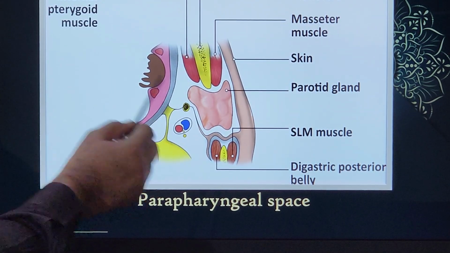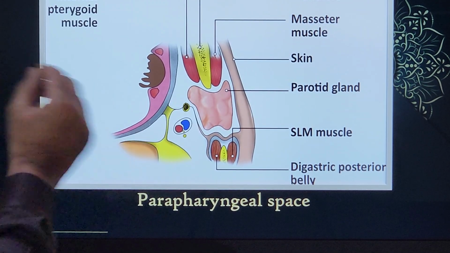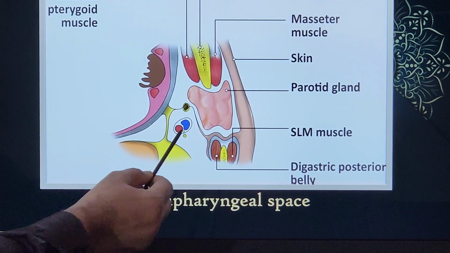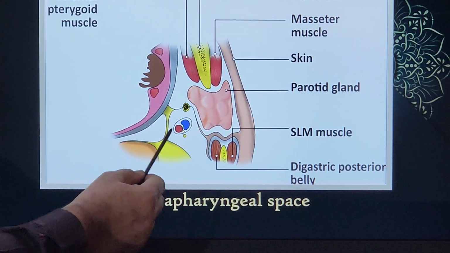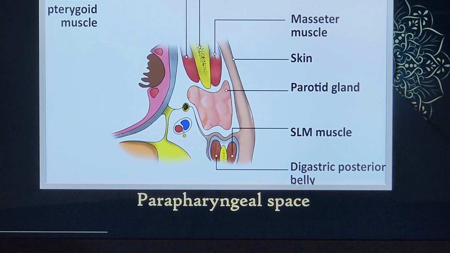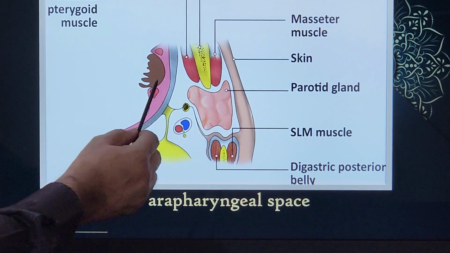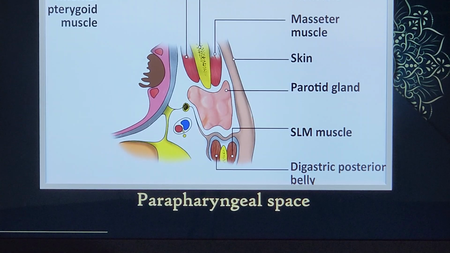So the contents of the pre-styloid compartment: you'll find fat, loose areolar tissue, a few lymph nodes, and the internal maxillary artery. All the important structures are seen in the post-styloid compartment, which comprises the carotid artery, internal jugular vein, then the sympathetic chain, and the important lower cranial nerves 9, 10, 11, and 12. So these are the contents of the pre-styloid and post-styloid compartments.